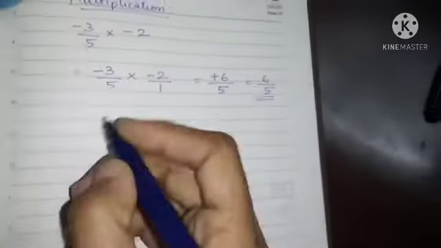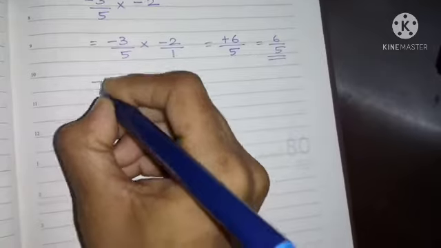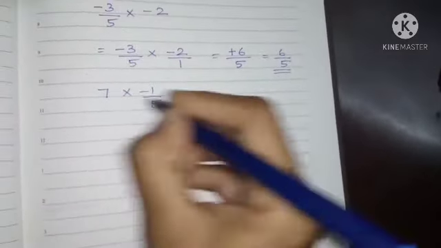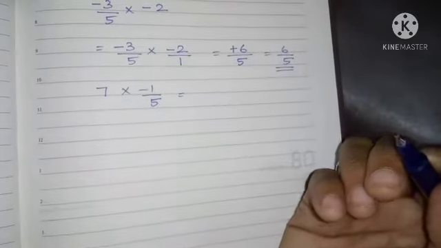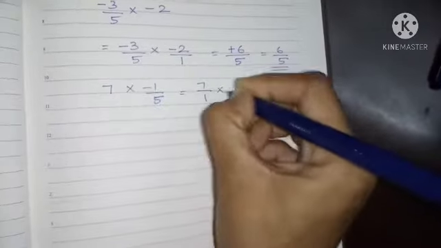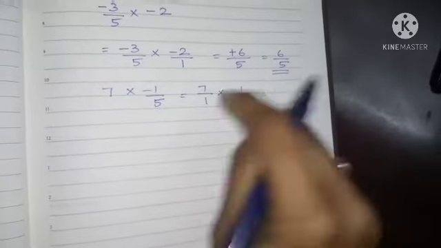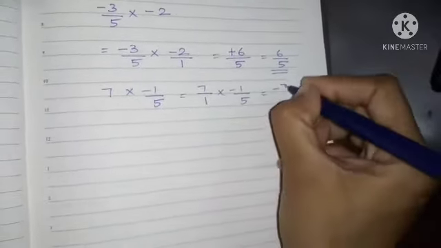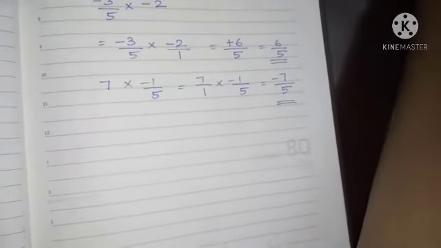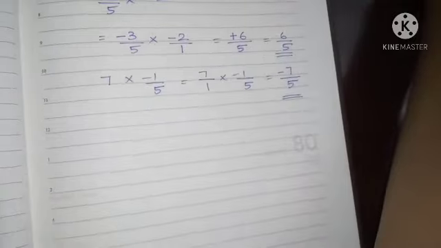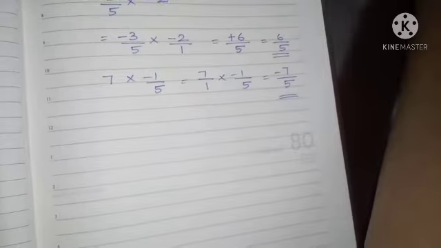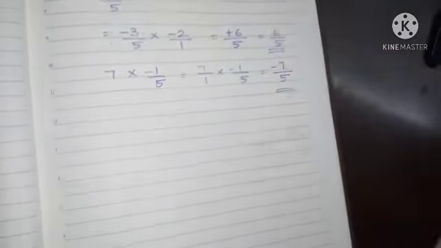Sometimes it is 7 into minus 1 by 5. If this is a question, how will you write it? 7, you should write as a rational number: 7 by 1 into minus 1 by 5. 7 into minus 1, minus 7. 1 into 5, 5. So, minus 7 by 5 is the final answer. Likewise, you can multiply two rational numbers.